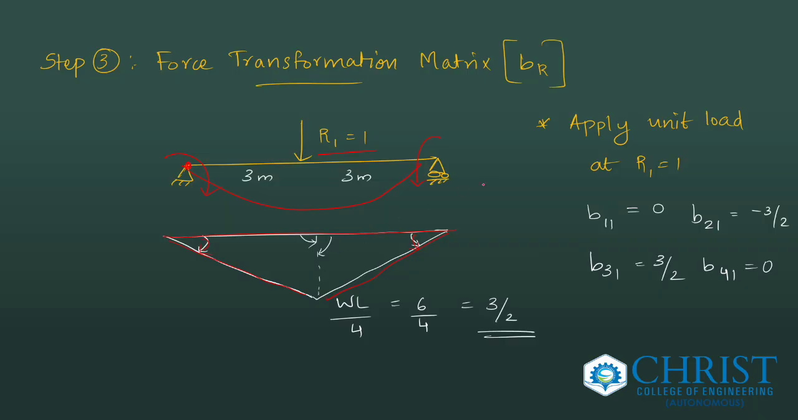So apply unit load at R1 equal to 1. Draw the BMD at this point. The value is 0, here also 0, so no moment is being resisted, but at the center point you have a bending moment value WL by 4, that is 3 by 2. And for B21 it is anti-clockwise, hence minus 3 by 2, but for B31 it is clockwise, hence 3 by 2. And B41 there is no moment being resisted and it's 0.